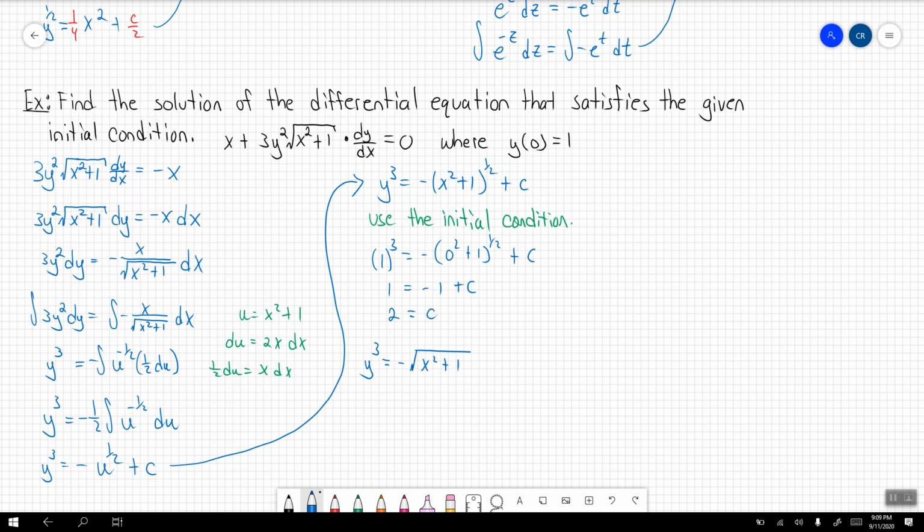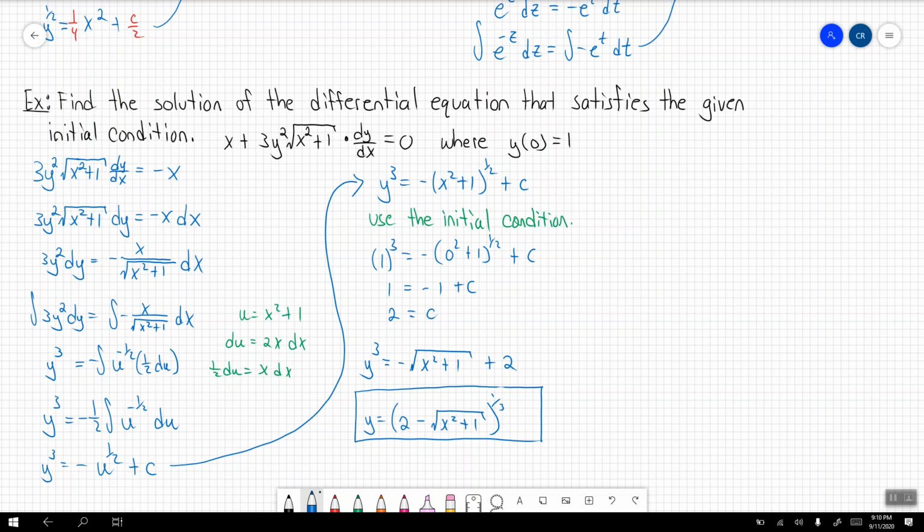This is x squared plus 1, square root of x squared plus 1, and then that c value was plus 2. So that's plus 2. Now all I need to do is solve for y. Solving for y just means I need to take the cube root of both sides. And that's going to be 2 minus the square root of x squared plus 1 raised to the power of 1/3. And here is our solution to that differential equation. Nice, simple, concise. That's it.